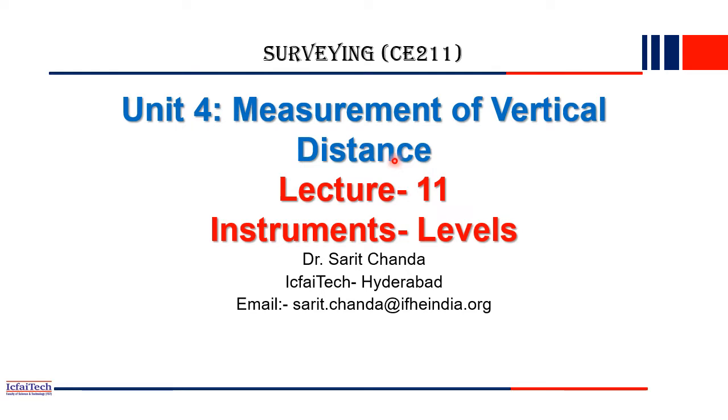In unit 3, if you recall, we discussed the measurement of horizontal distance. Our main objective is to prepare something called a map or plan on paper, right? That is the main objective. For that, we have to locate each physical object on earth, or the boundary of this surveyed area. If there is a building, that has to be located.